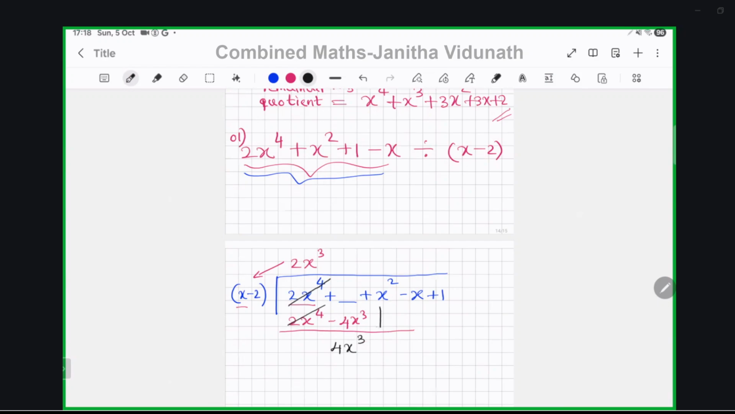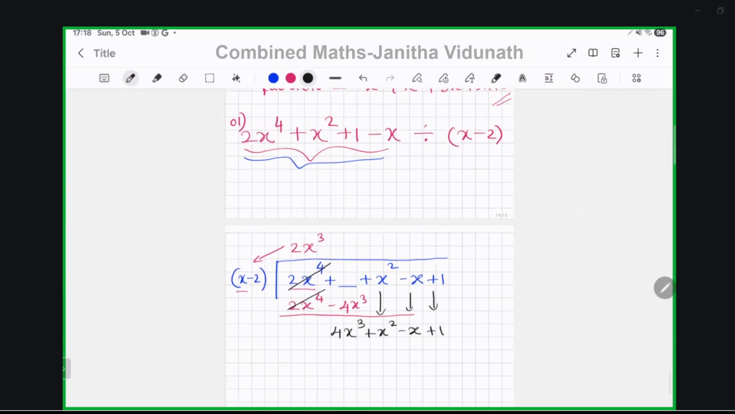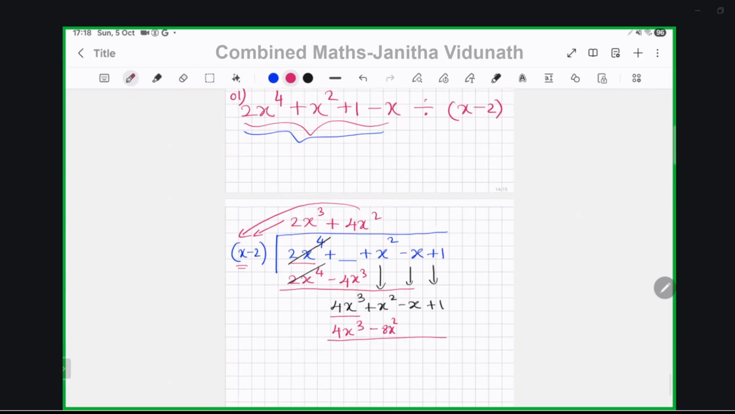Then we need to bring down those remaining terms, plus x square minus x plus 1. Then we need to divide the leading term of the remaining with the divisor. Then it will give plus 4x square. Then we need to multiply it with the entire divisor. Then it will give 4x cube minus 8x square. Then we need to do the subtraction.